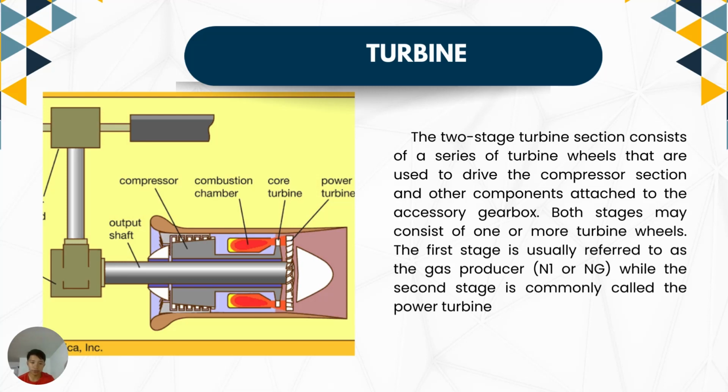Next is the power turbine. It is the section of the turbine that directly drives the helicopter's rotor system. It receives the high-temperature gases from the combustion chamber and uses their energy to rotate the output shaft, which is connected to the helicopter's transmission system. As the power turbine spins, it generates the torque necessary to turn the rotor blades and lift the helicopter into the air. Together, these turbine components form the heart of the helicopter's engine, efficiently harnessing the energy.